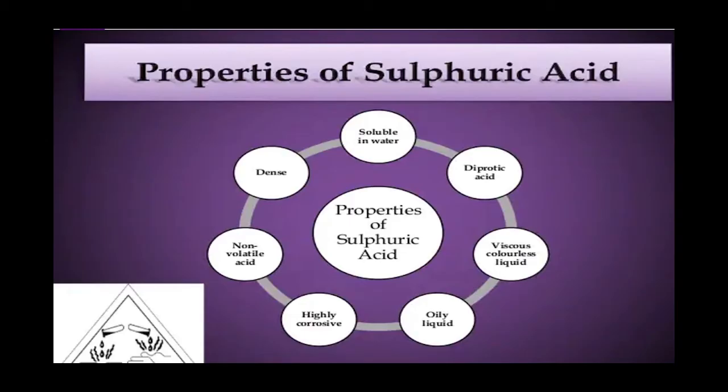Concentrated sulfuric acid is less volatile. It displaces more volatile acids from their salts. For example, it reacts with potassium nitrate to form nitric acid and potassium hydrogen sulfate, and it reacts with sodium chloride to form hydrochloric acid and sodium hydrogen sulfate.